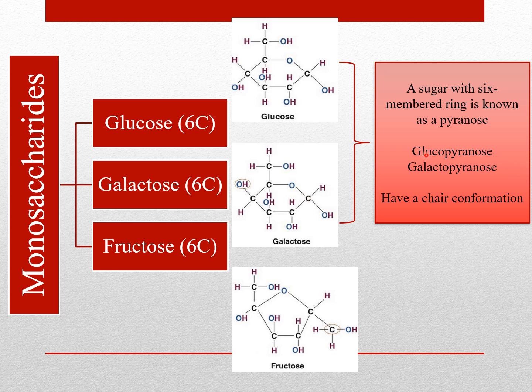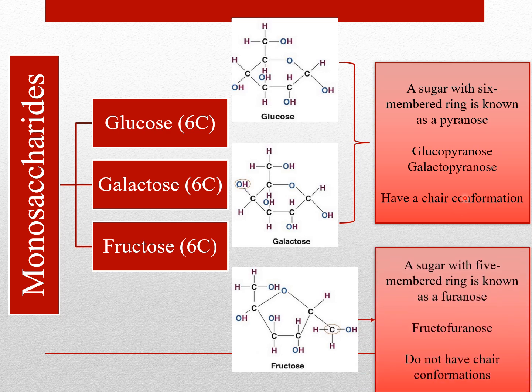So pyranose refers to having a six-membered ring, and then having a chair conformation. I told you just now, glucose will be best represented as a chair conformation rather than Haworth projection. And for fructose, it's slightly different because it is a five-membered ring. If you count one, two, three, four, five, it's a five-membered ring compared to this one having a six-membered ring. And supposedly this does not have a chair conformation compared to glucose and galactose.